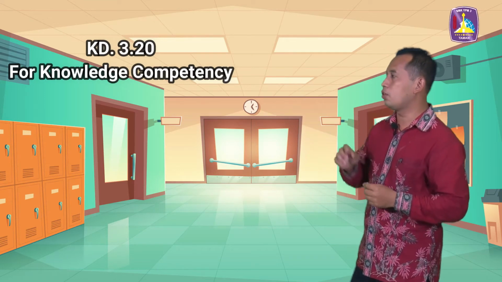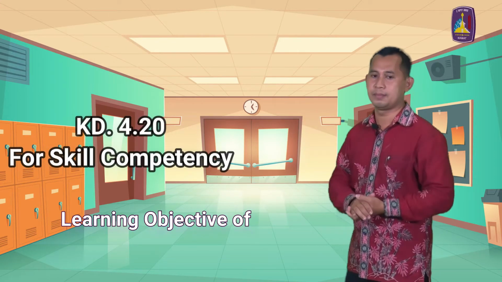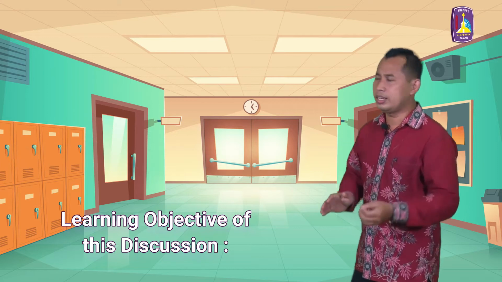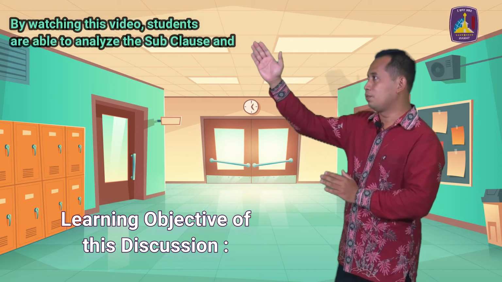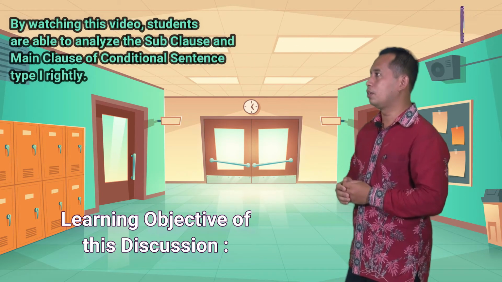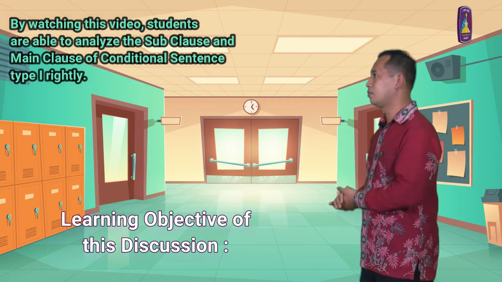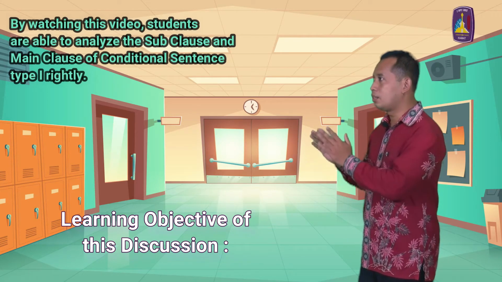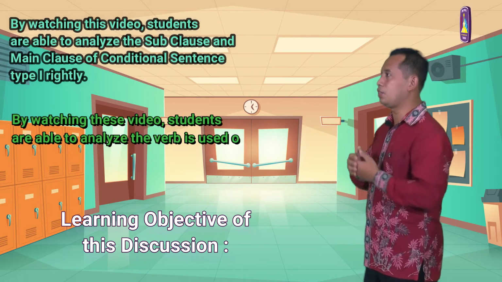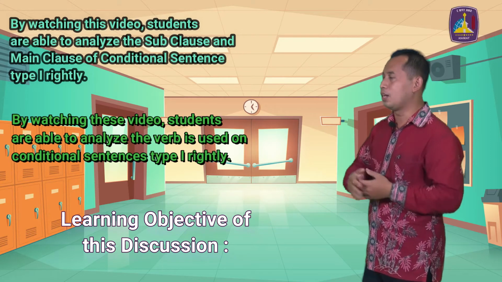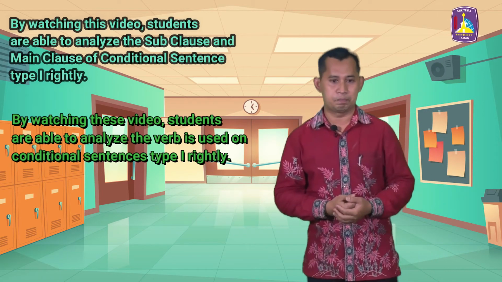The learning objective of this discussion is in the KD, or in English the basic competence, 3.20 for knowledge competency and 4.20 for skill competency. The learning objective is that by watching this video, students are able to analyze the subclause and main clause of conditional sentence type 1 rightly. The second is that by watching this video, students are able to analyze the verb used in conditional sentence type 1 rightly.